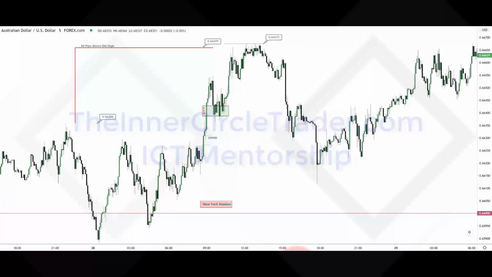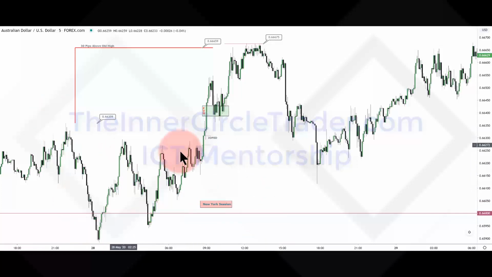This is the Australian dollar. This is a buy for May 28th, 2020. And as you can see, there are several things already on the chart. We're going to take a look at this in a little more detail now. New York session, time of day. And I want you to look at a few things in here.